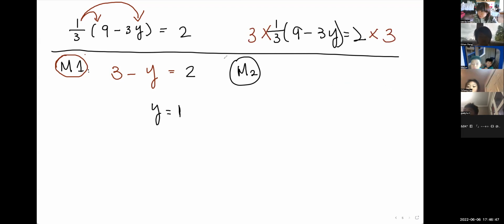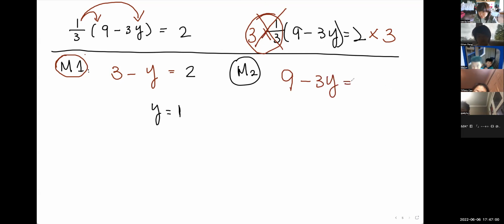Do you understand what I'm doing? Because 1 over 3 times 3 equals what, Ethan? 1. Very good. So this one is gone. So the question became 9 minus 3y equals what? Equals 6. So 3y equals 3. So y equals 1. Do you understand, everybody?